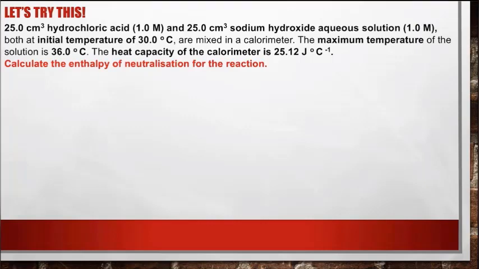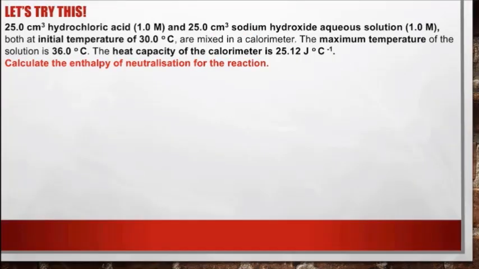The question says that 25 cm³ of HCl and 25 cm³ of sodium hydroxide aqueous solution, both at initial temperature of 30 degrees Celsius, are mixed in a calorimeter. The maximum temperature of the solution is 36 degrees Celsius. The heat capacity of the calorimeter is 25.12 joule per degree Celsius. And the question asks you to calculate the enthalpy of neutralization for the reaction.